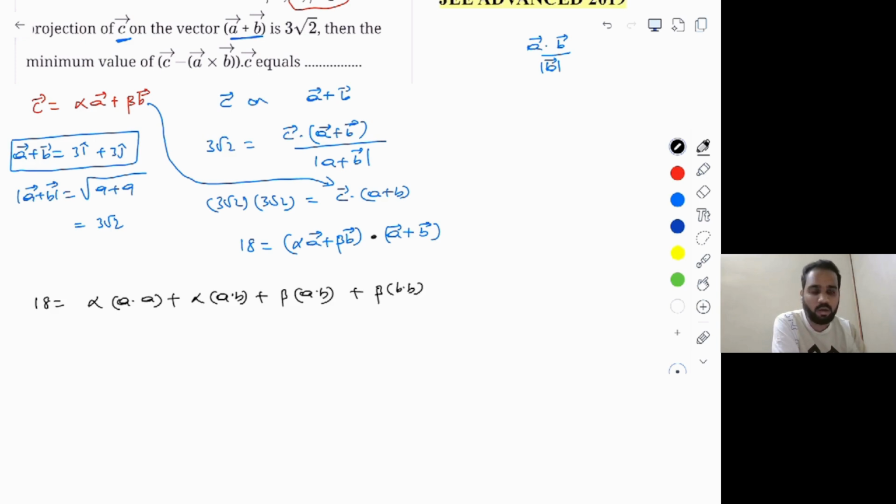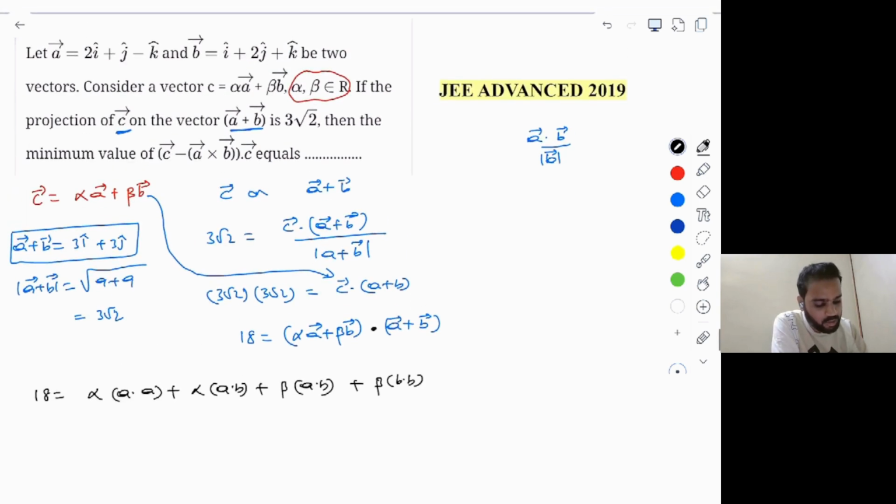But we know what A dot A and B dot B are here. A dot A is nothing but mod A whole square. So let's calculate that. A dot A is equal to mod A whole square. In this case, it is nothing but 4 plus 1 plus 1, which is equal to 6. Similarly, B dot B is equal to mod B whole square, which is nothing but 1 plus 4 plus 1, which is equal to 6.